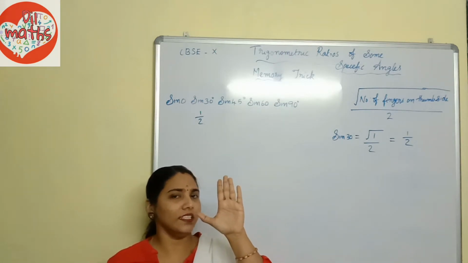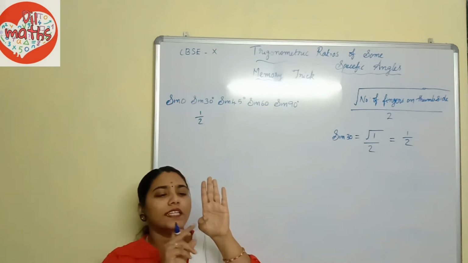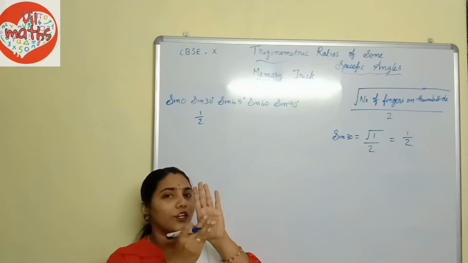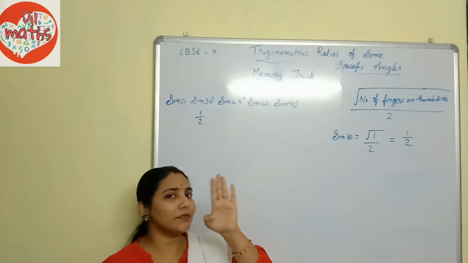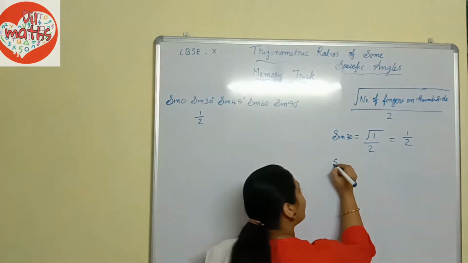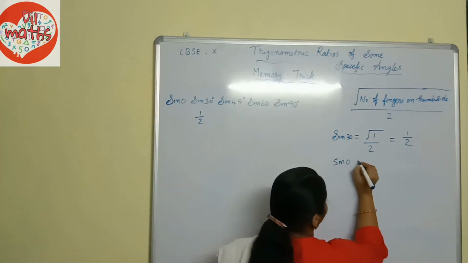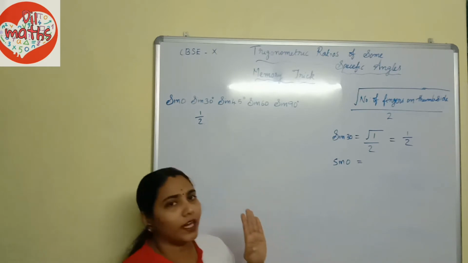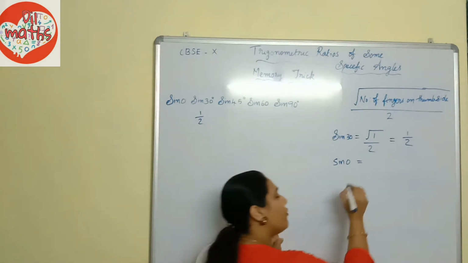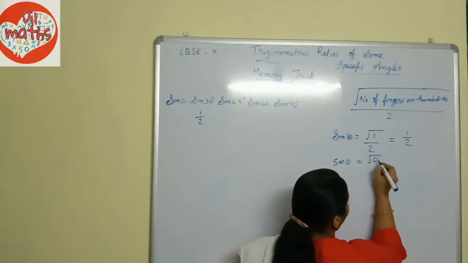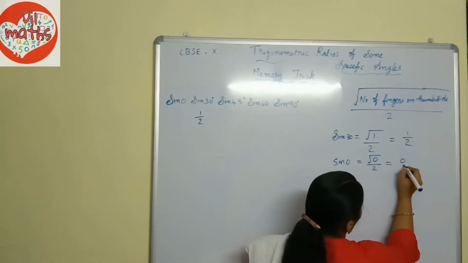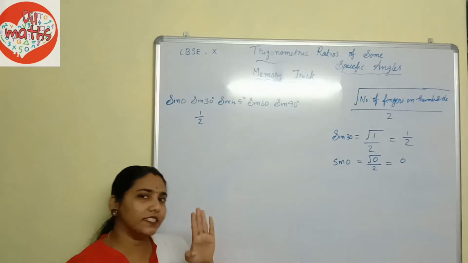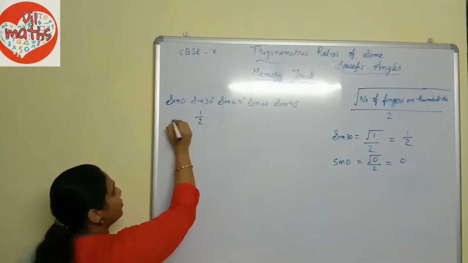If I am taking sine 0, this is 0 degree. So are any fingers left in thumb side? No fingers are left in thumb side. So sine 0 is equal to square root of number of fingers on thumb side. How many fingers? 0 fingers. Square root of 0 by 2. Square root of 0 is equal to 0, and 0 by 2 is equal to 0. So sine 0 you got as 0.